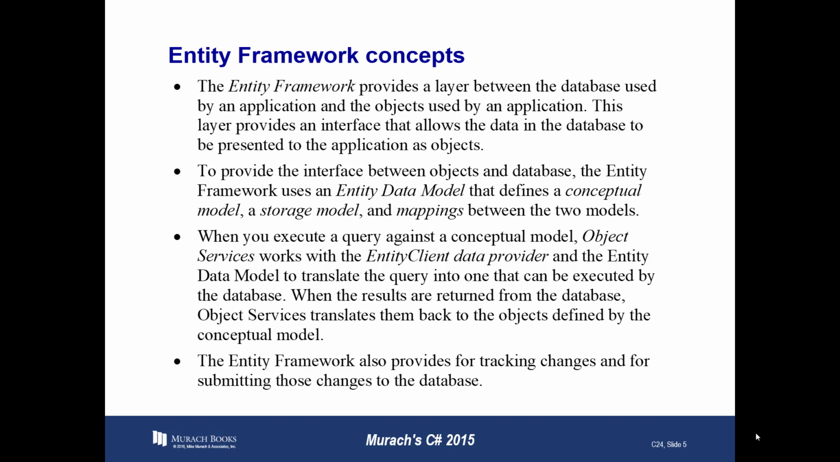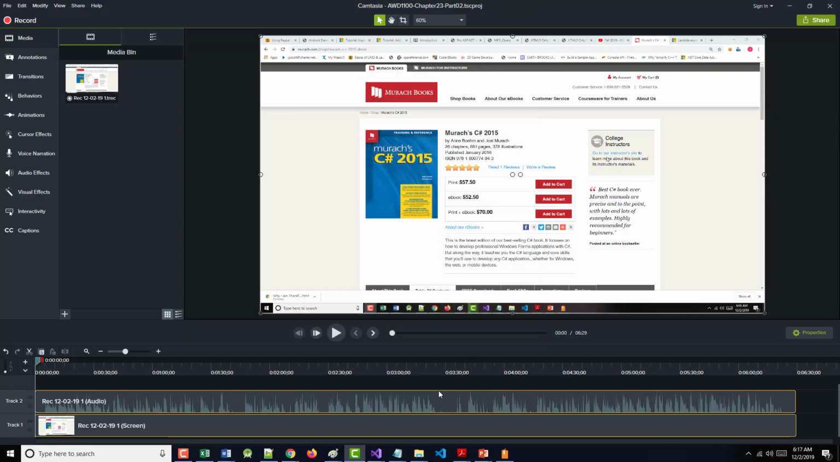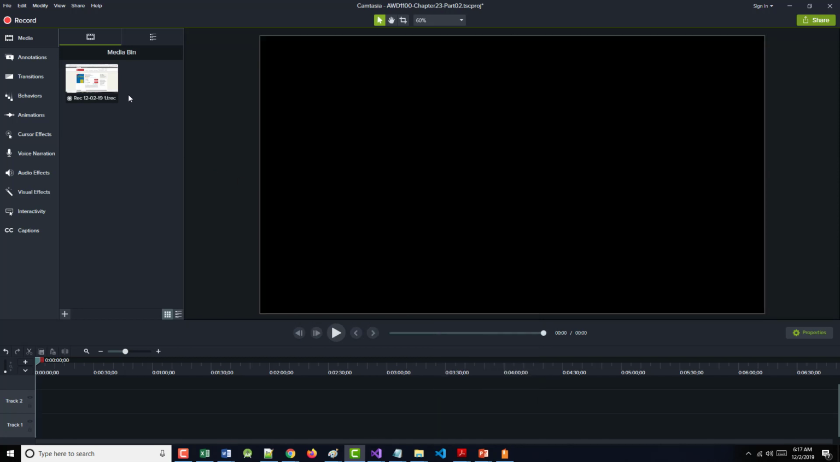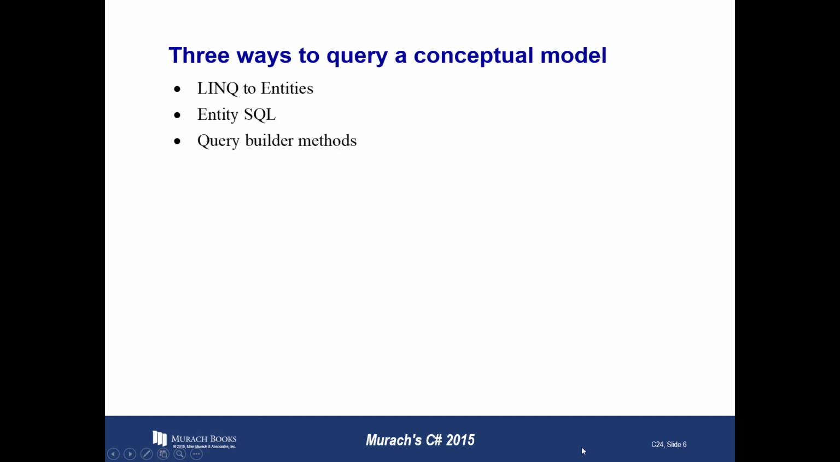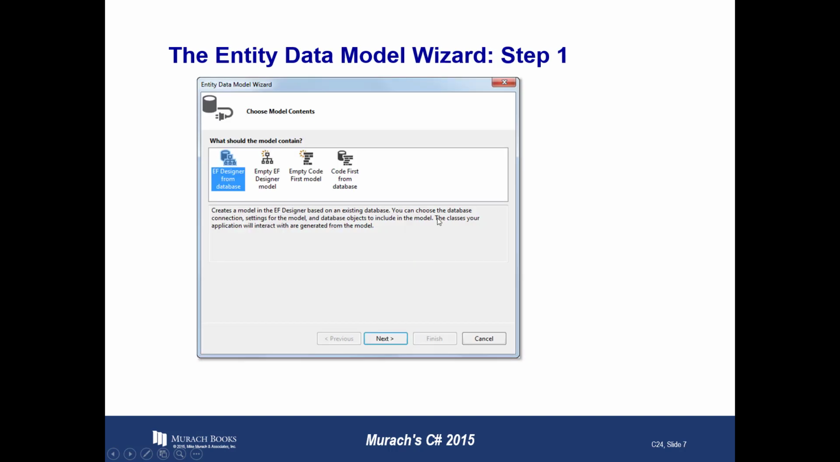The entity framework also provides for tracking changes and for submitting those changes to the database. So, 3 ways to query a conceptual model. The one that's discussed, the one that's most relevant in this book, is the one, to be honest with you, I have the least familiarity with, and that is LINQ to Entities. There's also Entity SQL and query builder methods.